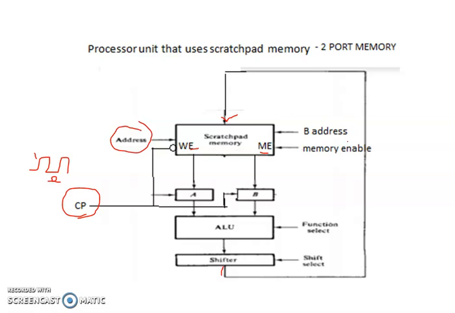This is the WE, write enable input. During the clock input, based on the clock pulse, read and write operations can be enabled or performed using this WE input. So based on this WE input, you will be able to perform the read and write operations.